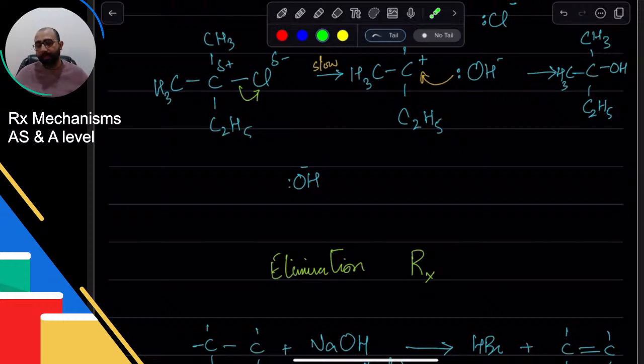Why do we do reflux? Because reflux does not allow these things to go away. These things are usually volatile. If you heat it, they evaporate and leave. Reflux allows us to keep the reaction going without a lot of pressure building up.